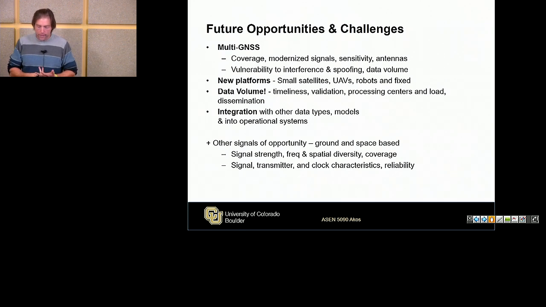We can fly small satellites, UAVs, what can happen. And then the integration with different data types, models, operational systems. People are looking at other signals of opportunity. You know, people have talked about using Sirius radio and other signals that look like that. Can we use Iridium for these pieces to see what goes forward? But the whole purpose here is just to expand it.